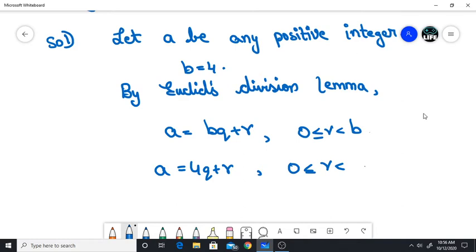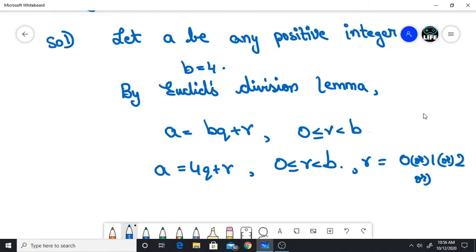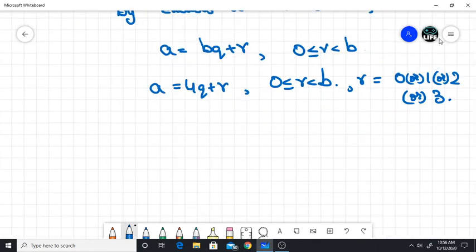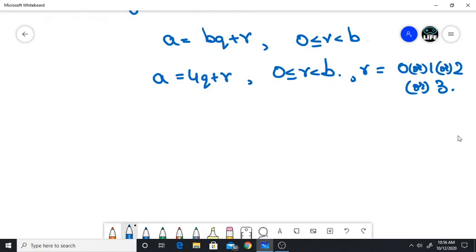A equals 4q plus r and 0 less than or equals r less than b. Then r equals either 0 or 1 or 2 or 3.